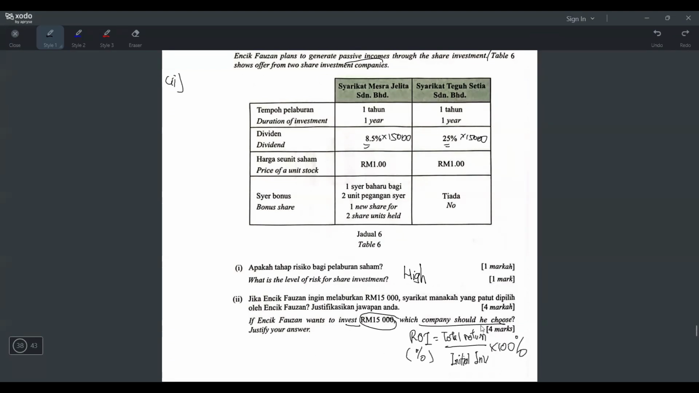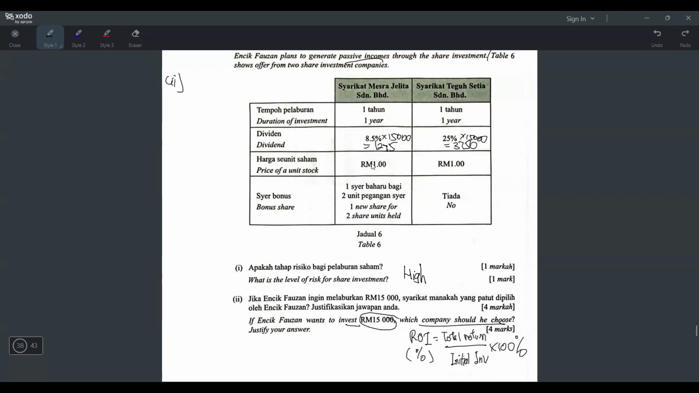So which company would he choose? You find the ROI for both companies, and the company with the higher ROI is the company he should choose, because higher ROI means higher return on investment. It means better, more profit, more return, right? So I will find the ROI later. But for now, let's calculate the dividend first. So 8.5 divide 100 times 15K, 1275. And then let's do the same for the other company. 0.25 times 15,000, 3750.